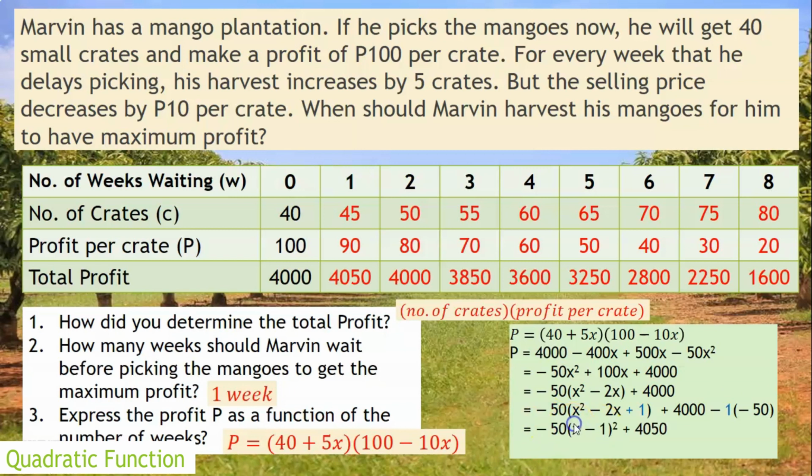Rewrite this in binomial form. This would be x minus 1 squared. Then negative of negative, that would be positive 50, so 4,050. With this, the vertex is (1, 4,050). It means after 1 week of waiting, the total profit is 4,050, which is the same as what we obtained in our table.